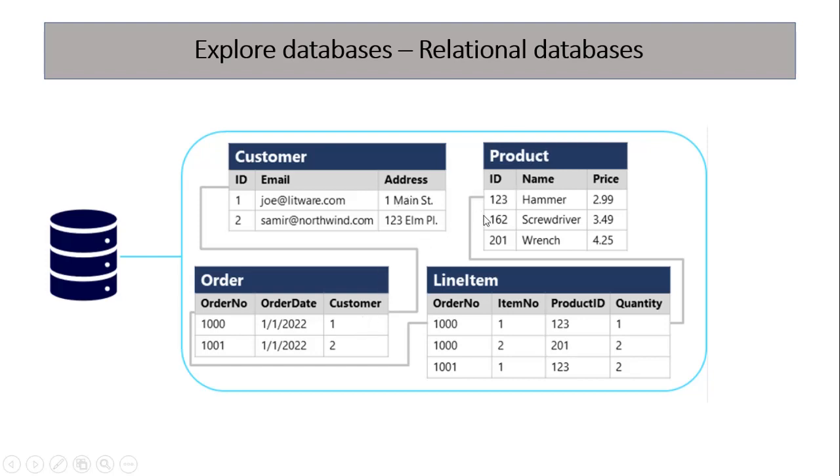Similarly, if you look at the product table, it has an ID, right? And now we have another table wherein we are mapping the order number, the total item number, the product ID, and the quantity, right? How do we identify, for order number 1000, how many quantities are there and which product is there? So this relationship has been created between the order table and the product table. This way we create relationships between the tables.